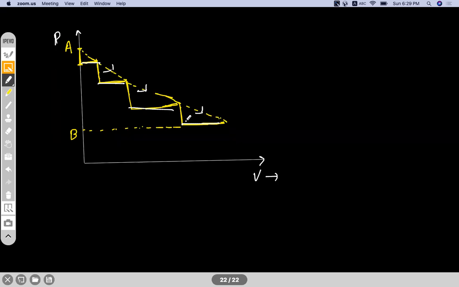Correct? So pressure you see continuously changing from here to here. We'll have this expansion. Then again the pressure decreases. We'll have this expansion. Again pressure decreases, we'll have this expansion. Pressure decreases, we'll have this expansion. Clear? Any doubt in this? No?